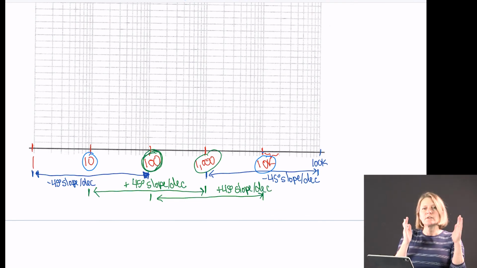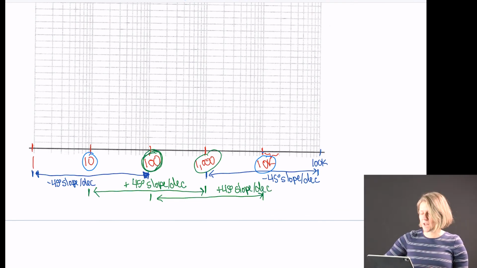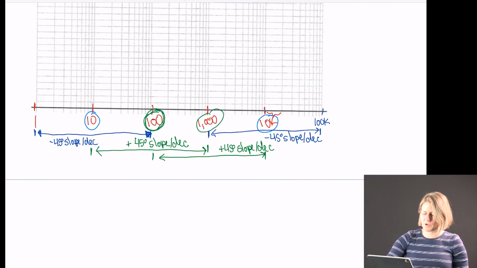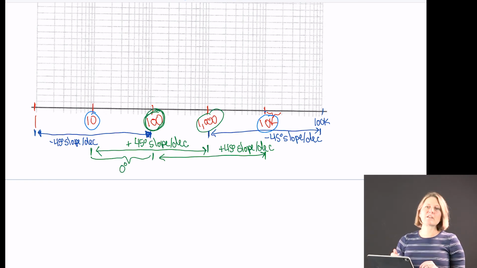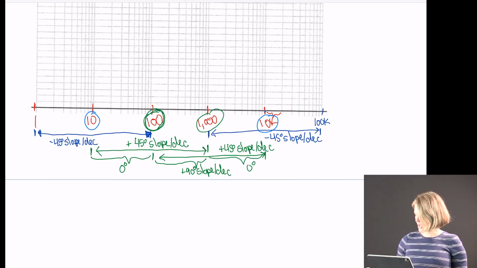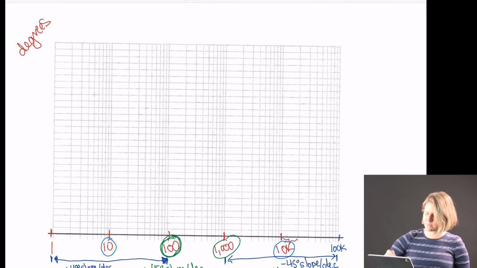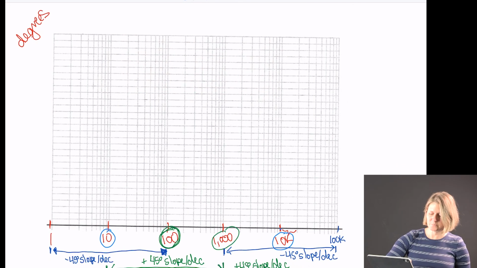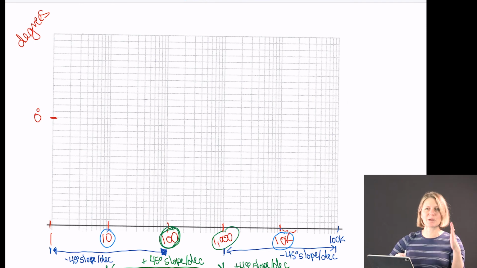So anywhere that these ranges overlap, I need to add the effect. So between here and here, I have 0 degrees because minus 45 plus 45 gives me 0. Between here and here, I have plus 45 plus 45, so I get a plus 90 degree slope per decade change. And then from here to here, again, I have an effective 0 degrees of change. So I'm going to start this off. I'm going to just find a range in the middle and call that 0. So I'm going to label this as my 0 degrees. Make sure you label the y-axis.